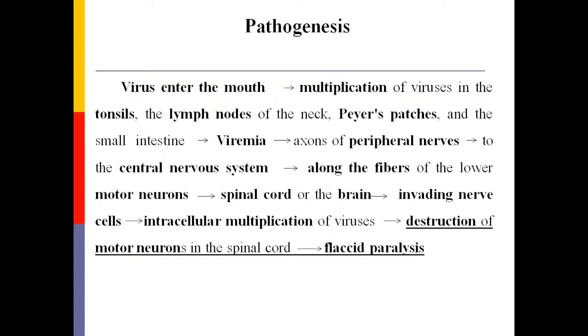It is flaccid paralysis. I hope you remember that we studied another disease, a bacterial infection, that also caused flaccid paralysis. What is this disease? It is botulism. But the pathogenesis and action of botulism is completely distinguished from the pathogenesis of polio.